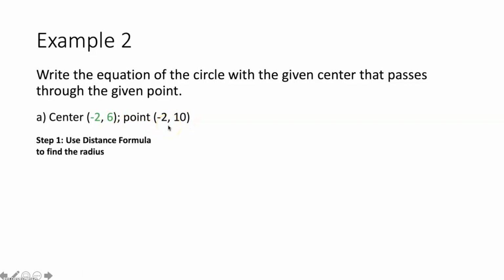Well, we use the distance formula, which is the square root of x sub 2 minus x sub 1, the quantity squared, plus y sub 2 minus y sub 1, the quantity squared. Now, that distance between these 2 points should give you your radius. So let's fill out this distance formula.